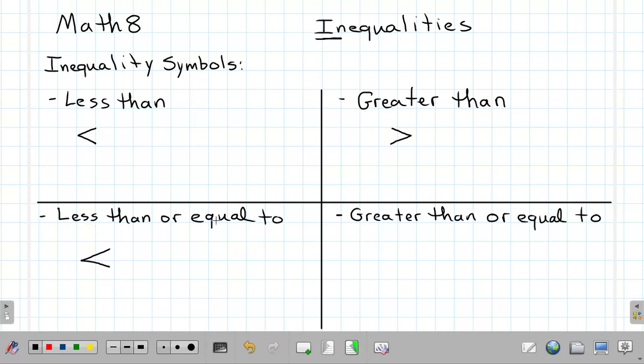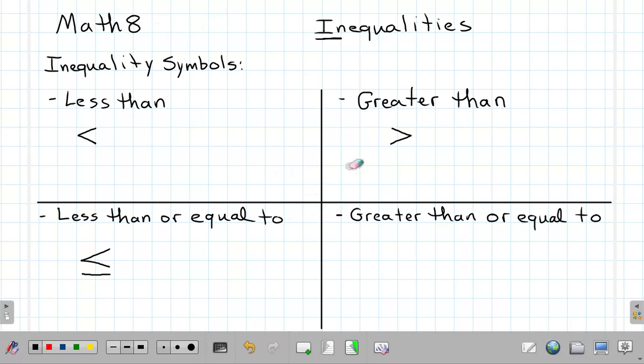But if we want to be less than or equal to, then what we do is we put a line underneath the less than symbol. You can think of this line as like half of an equal sign. If you think of an equal sign, it's two dashes or two lines over top of each other. You can think of a less than or equal to sign as the top of the equal sign being converted into a less than symbol.